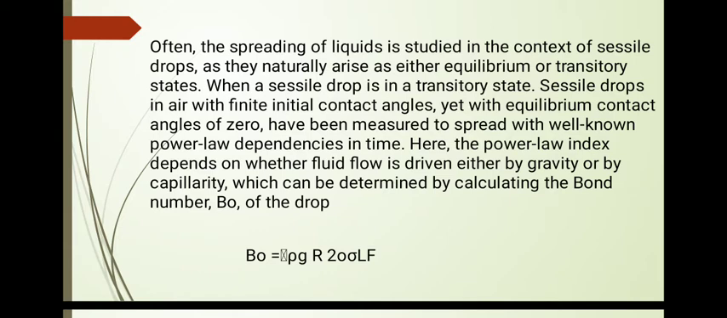Here we can see that the spreading of liquids is natural in the process, but as we can see, these miscible drops will be in a transitory state and they will make finite contact angles, so that it will be stable for a long time. The formula for this drop is the Bond number Bo is equal to rho g R squared over sigma LF.